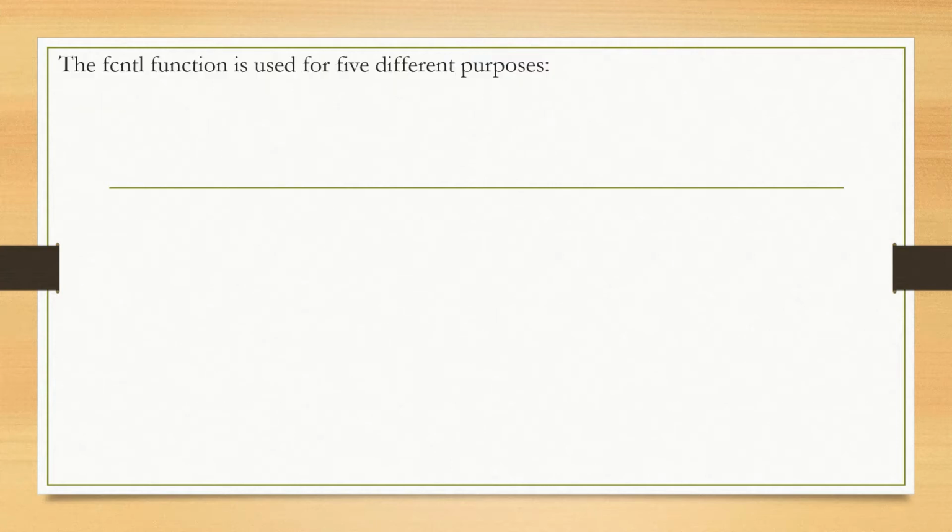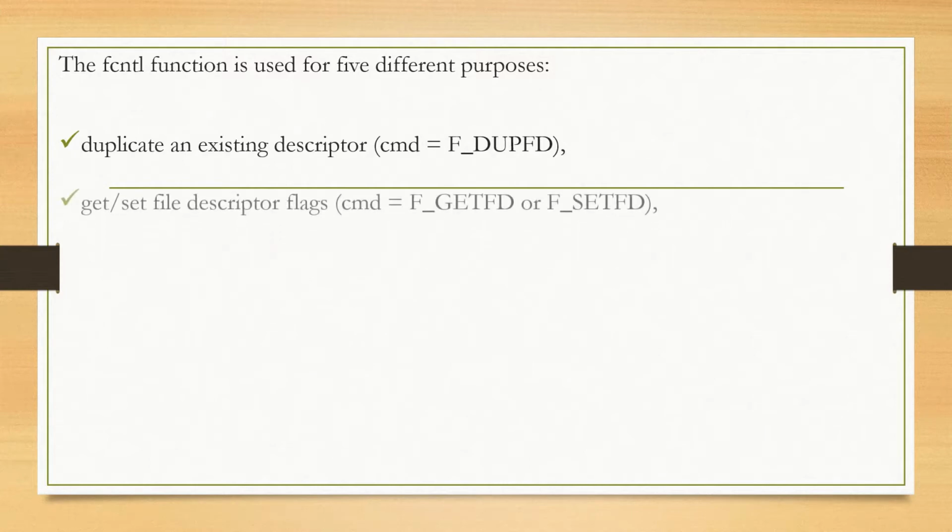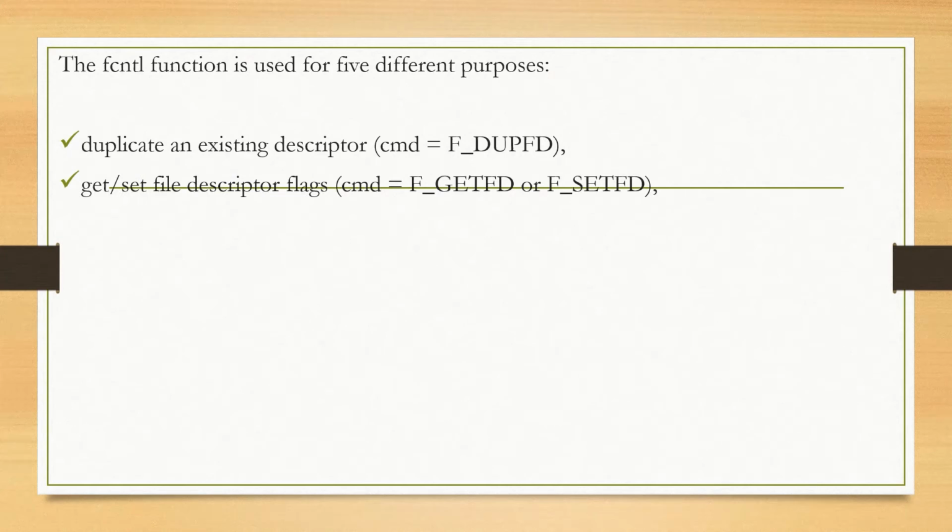Here the fcntl function is used for five different purposes. First one, duplicate an existing descriptor, that is cmd equal to F_DUPFD. F_DUPFD means duplicates the file descriptor fdesc with another file descriptor.